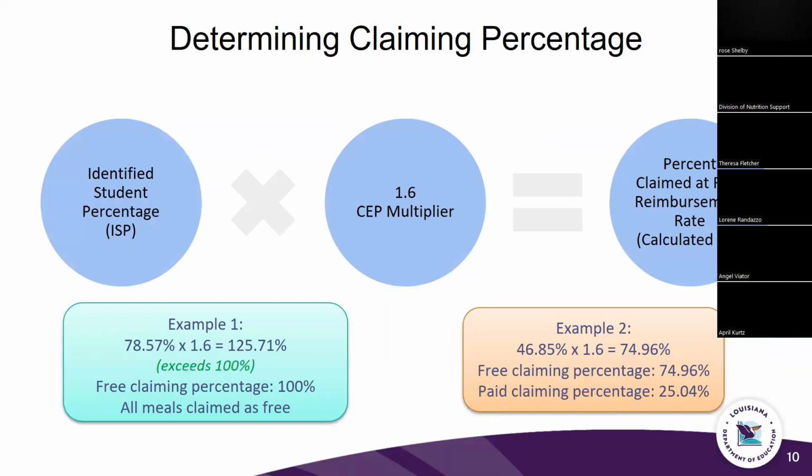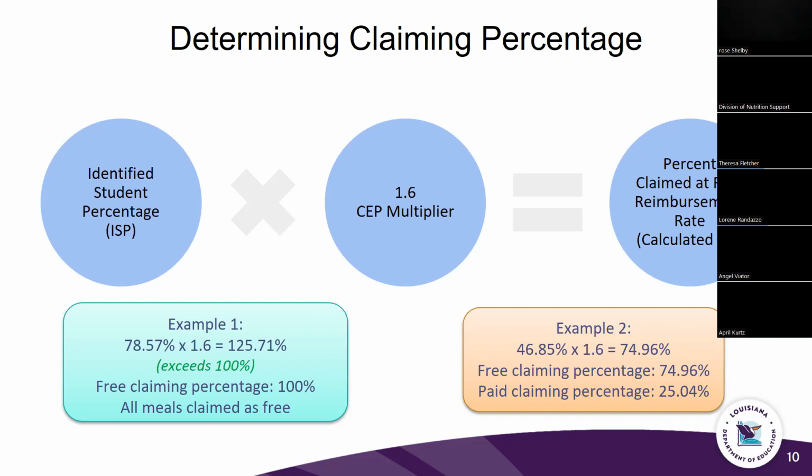Determining claiming percentage. For schools participating in CEP, the ISP multiplied by 1.6 equals the percentage of meals claimed at the free rate. The remaining meals served, up to 100%, are reimbursed at the paid rate. Note that the 1.6 is the highest of the range that the USDA provided, and so we're making sure that you're getting reimbursed the maximum amount possible.